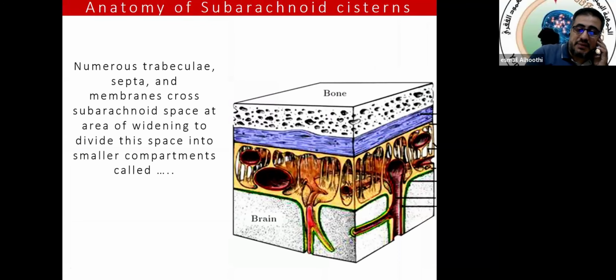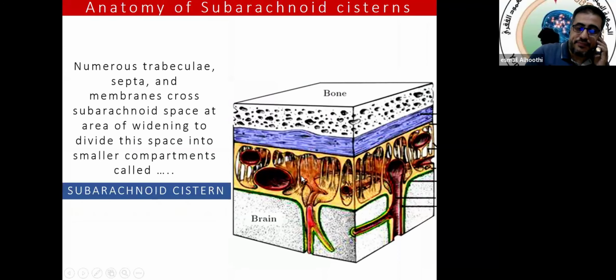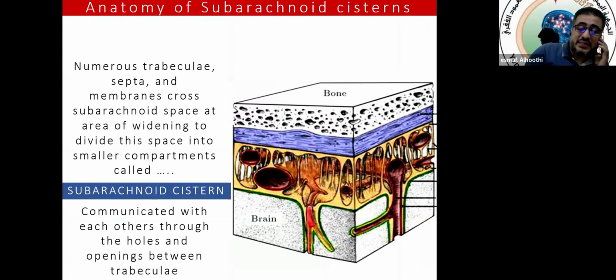There are numerous trabeculae and septi between the arachnoid matter and the pia matter. This trabeculation, which we see here between the two layers of the meninges, makes spaces and divides the subarachnoid space and makes the cisterns. This space between the pia matter and the arachnoid matter is divided by the trabeculae, as we said before, but the cisterns communicate with each other through holes and openings between the trabeculae.